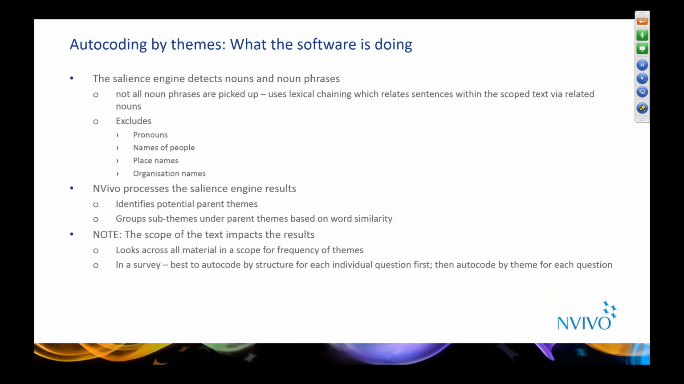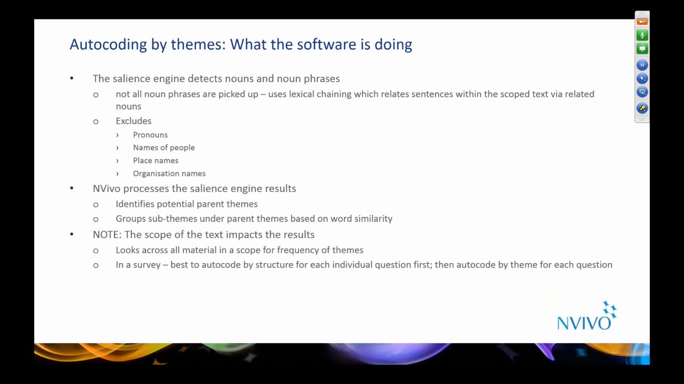Whatever number of items you select for it to autocode, it will look across all of them. And it is looking for a frequency of themes.